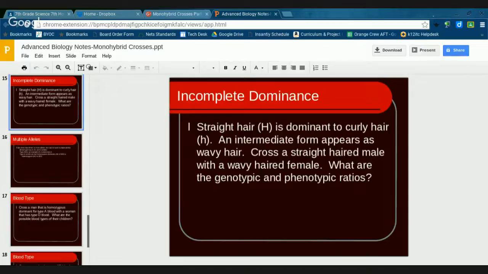So 50% of their offspring should be straight-haired, 50% of their kids should be wavy-haired, and 0% of their kids should be curly-haired. Dad does not have that recessive allele to pass on. So none of the kids should turn out curly, since they would need both copies of that allele.